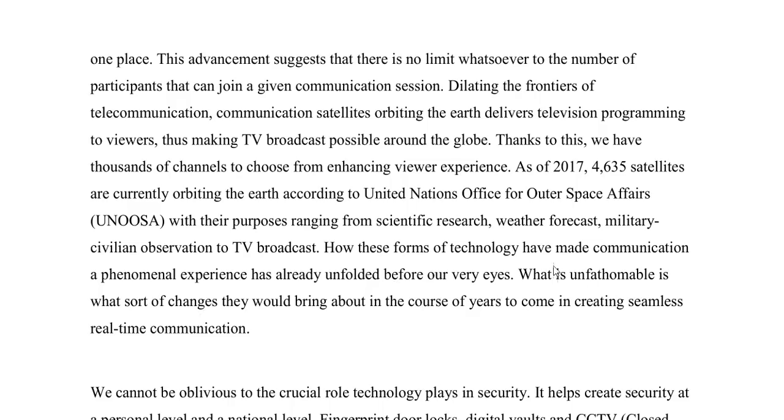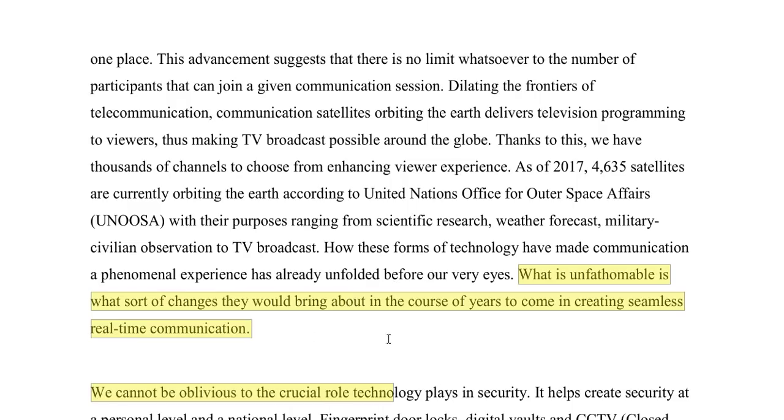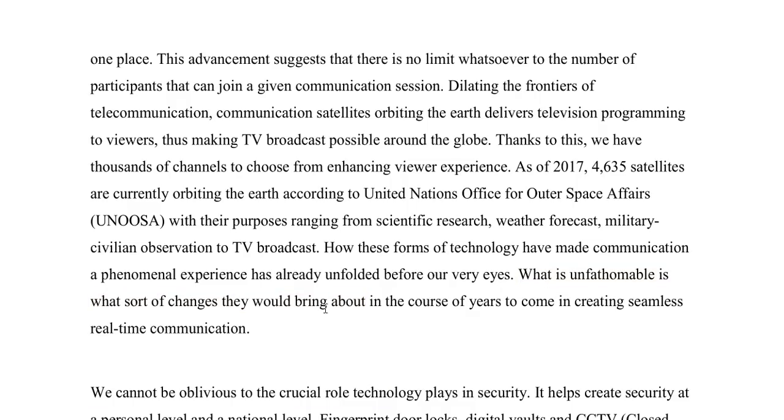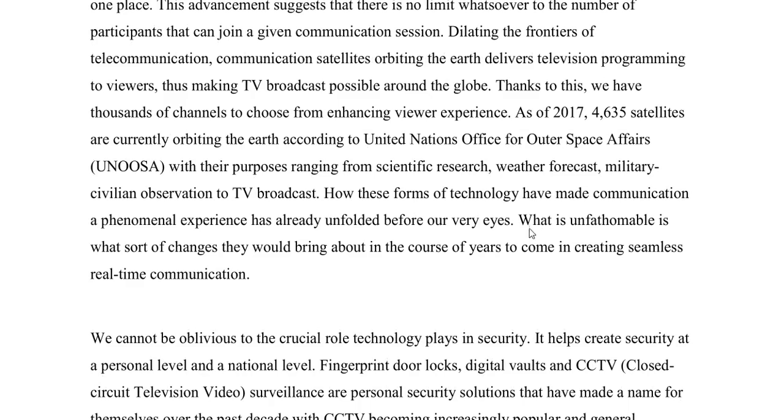What is unfathomable now? Closing sentence. What is unfathomable is what sort of changes they would bring about in the course of years to come in creating seamless real-time communication. It has taken the semi-form of a question, a predictive ending. What is unfathomable, what is imaginable to think of, is the changes that technology would bring about in the course of years to come in creating seamless real-time communication.